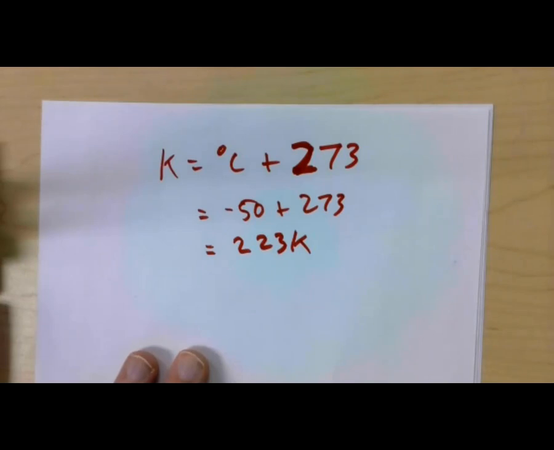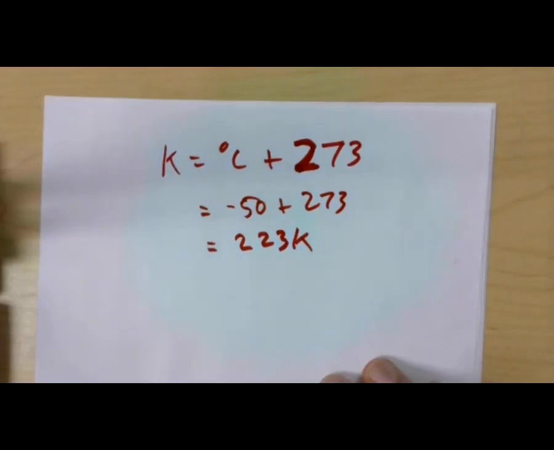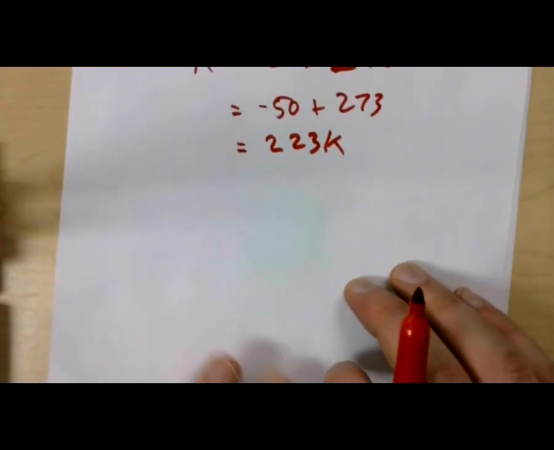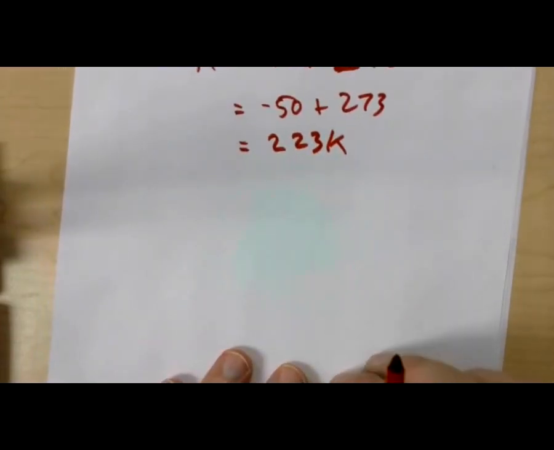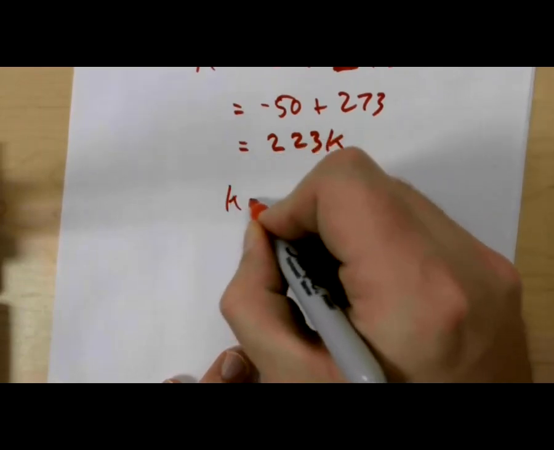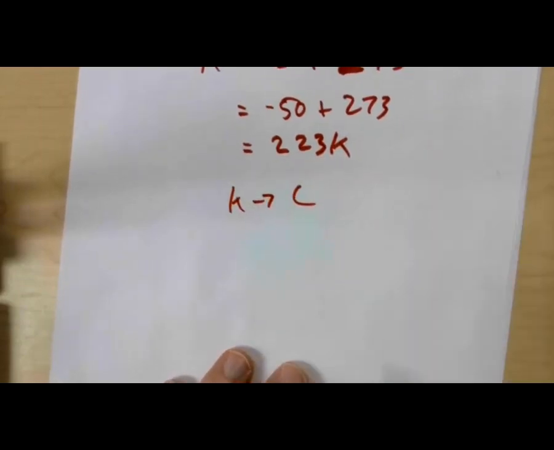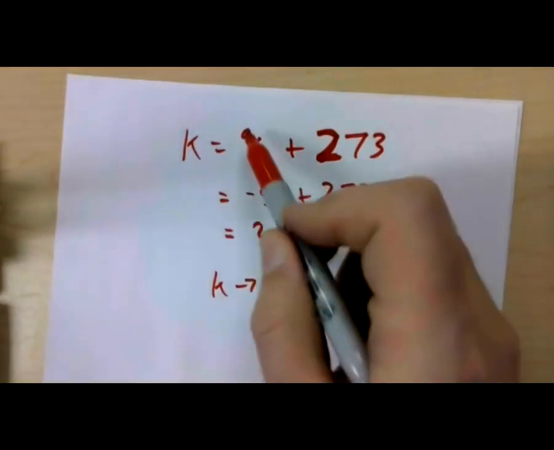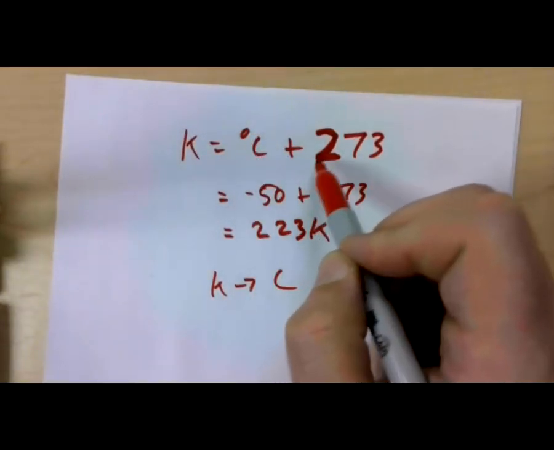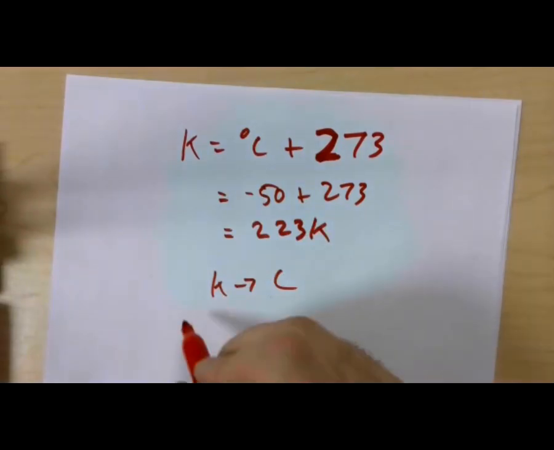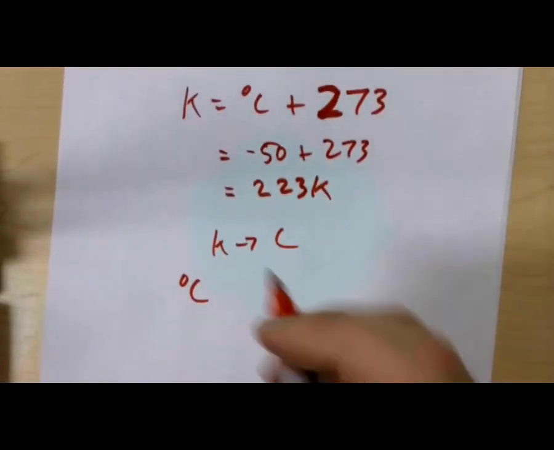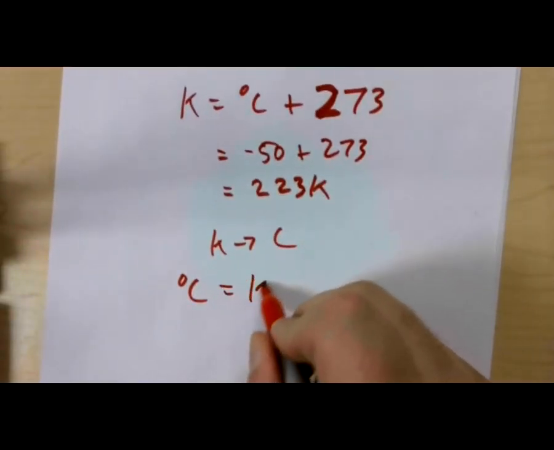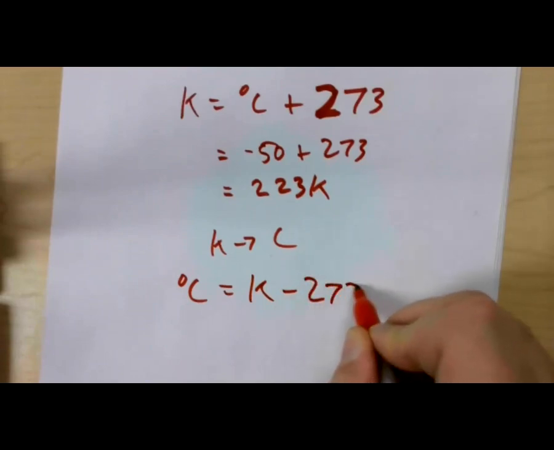Okay, jumping down to the last section, we're looking at number 16. Number 16 is asking us to go backwards from Kelvin to Celsius. Now, I didn't give you a formula for that just because this formula is very simple. If I want to isolate the C, how do I undo addition? I just subtract, right? So degrees Celsius is simply Kelvin minus 273.